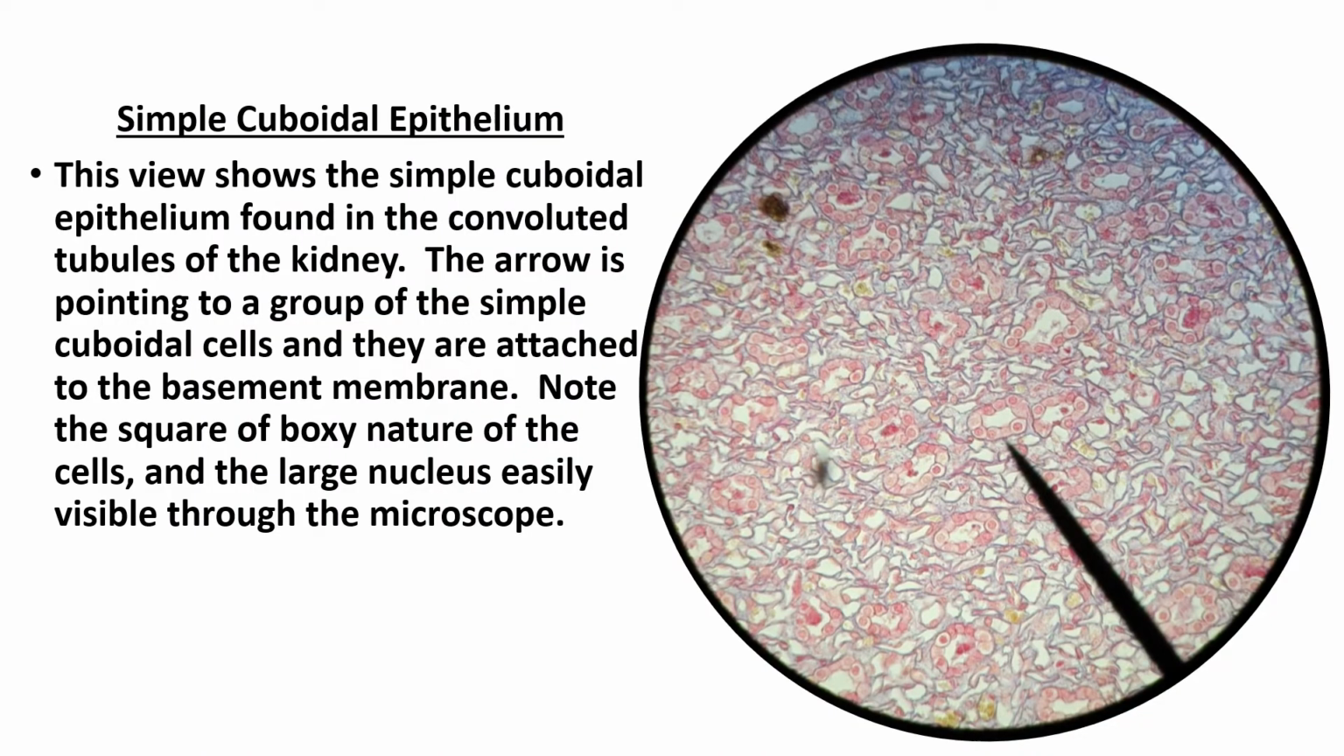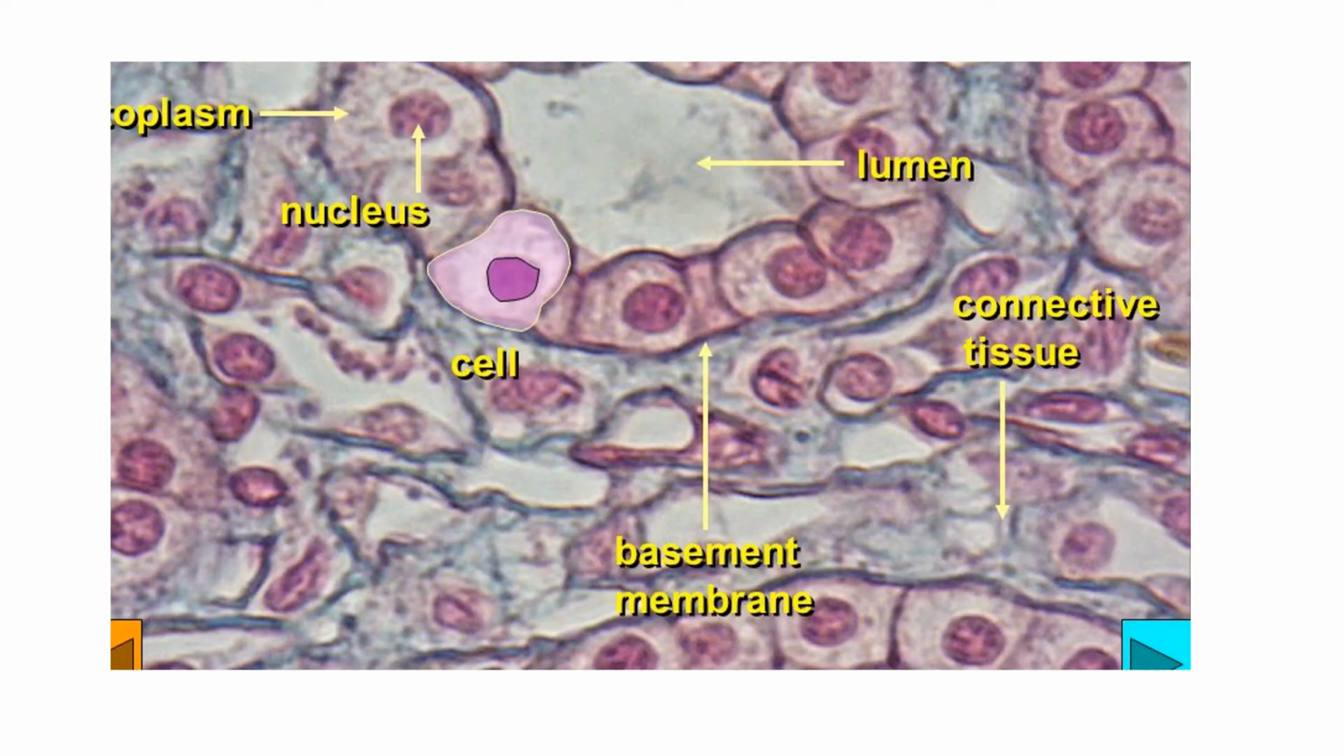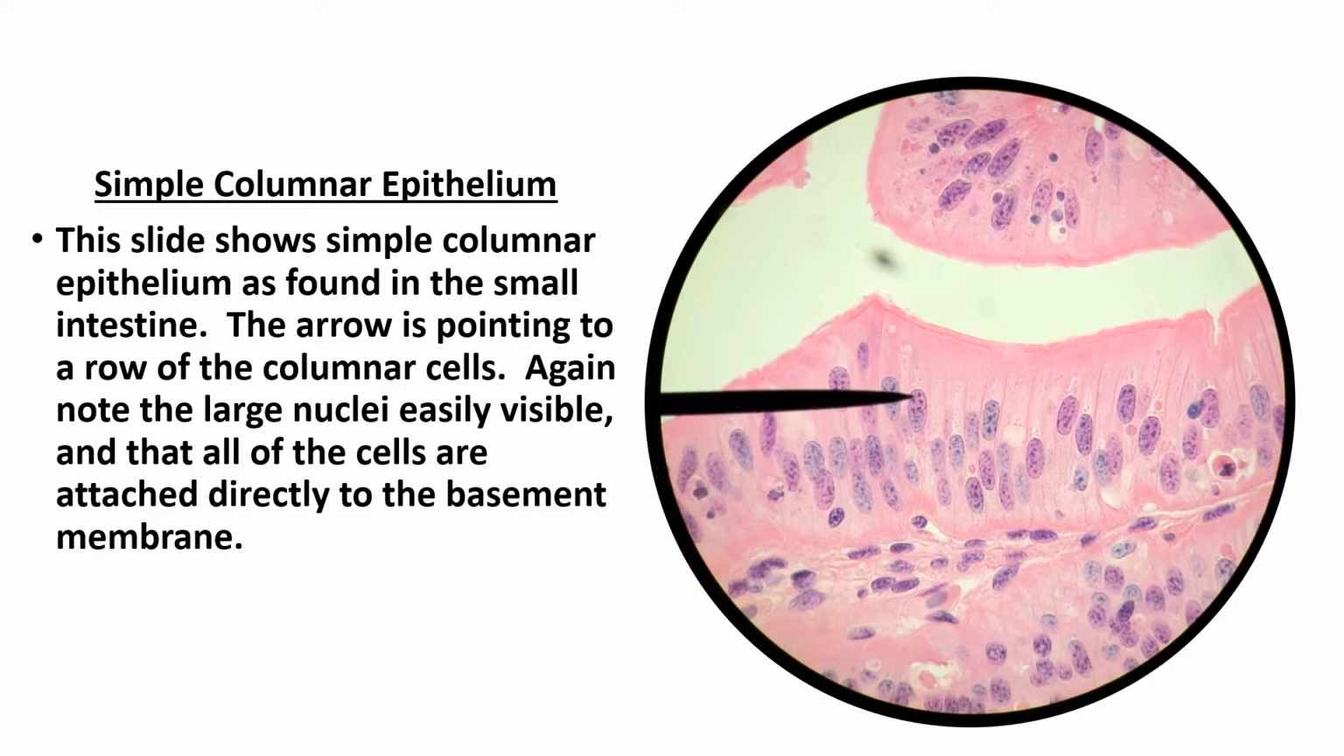Then we have simple cuboidal epithelium. Take a very close look at where the arrow is pointing, right here. This little structure is the simple cuboidal cells. Note the very prominent nuclei located in the center of the cell. Let's take another look. Here it is blown up, and here somebody has outlined the cell shape. So there's a simple cuboidal all attached to the basement membrane.